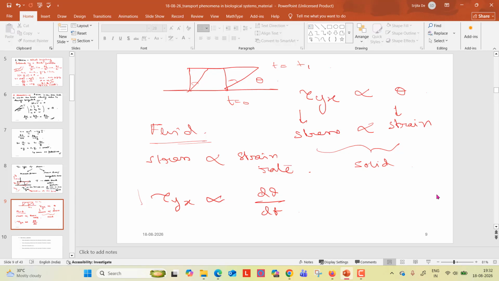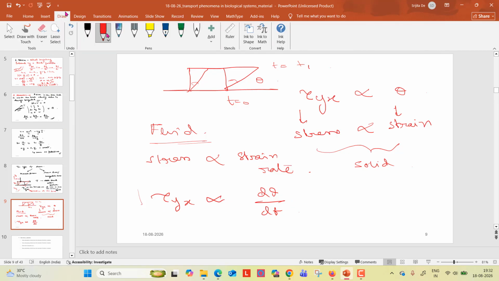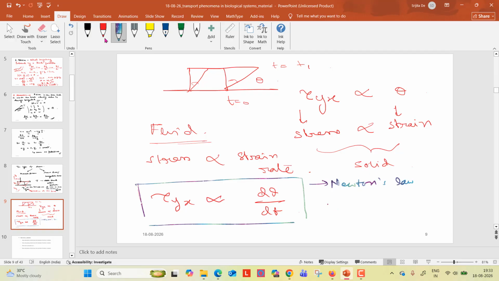Okay. So ultimately this concept is your Newton's law of viscosity, right? Okay. Now, how the strain rate is related to the velocity gradient, we will see.